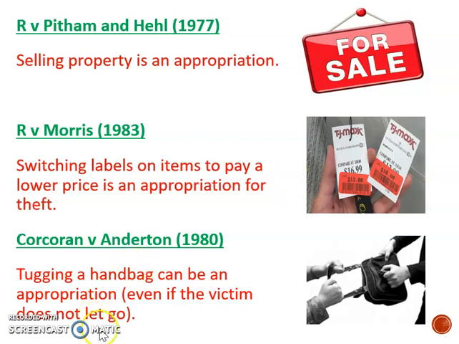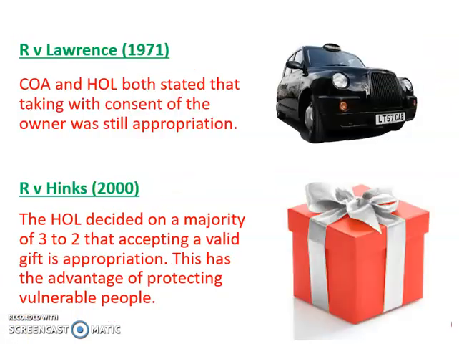In Corcoran and Anderton, we saw that tugging a handbag can be an appropriation, even if the victim doesn't let go. So in this case, the defendant was trying to take a bag but didn't manage to get away with it. But the fact that he had tugged on the bag, even though he eventually let go, there was still an appropriation there because only the owner of the bag has the right to be pulling the handles on the bag. So you can start to see here that appropriation is much wider than just taking something. If we continue on to a couple more cases on appropriation, we've got Lawrence and Hinks to look at here.